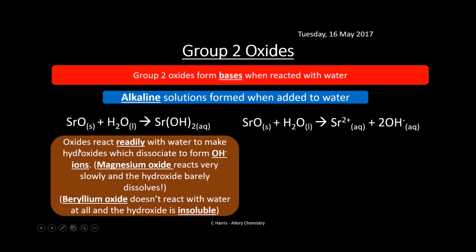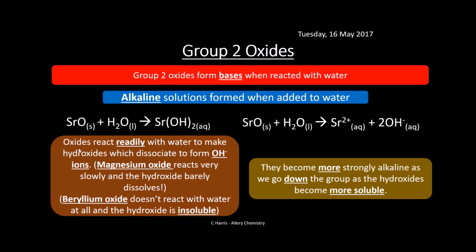Okay, so oxides react readily with water to make hydroxides, and they dissociate to form the OH- that we've just shown you there. Magnesium oxide though reacts really slowly, and the hydroxide barely dissolves, so therefore it's not as basic as some of the ones lower down in the group. And beryllium oxide doesn't react with water at all. The hydroxide is insoluble, so beryllium oxide doesn't form a basic solution because it doesn't dissolve.